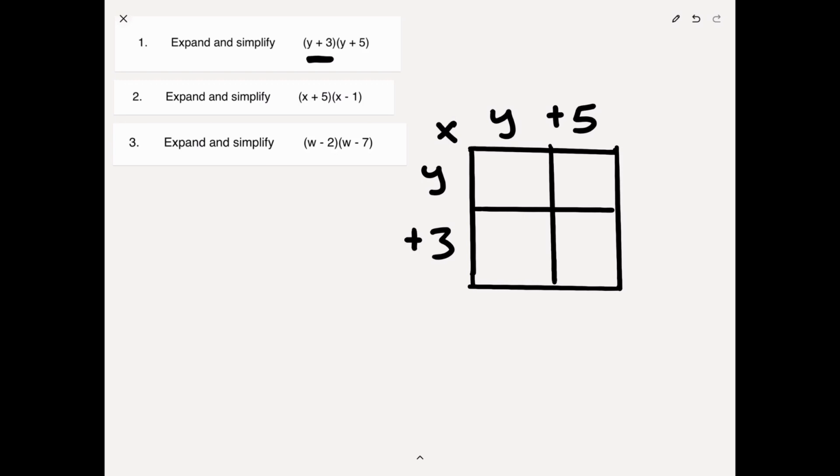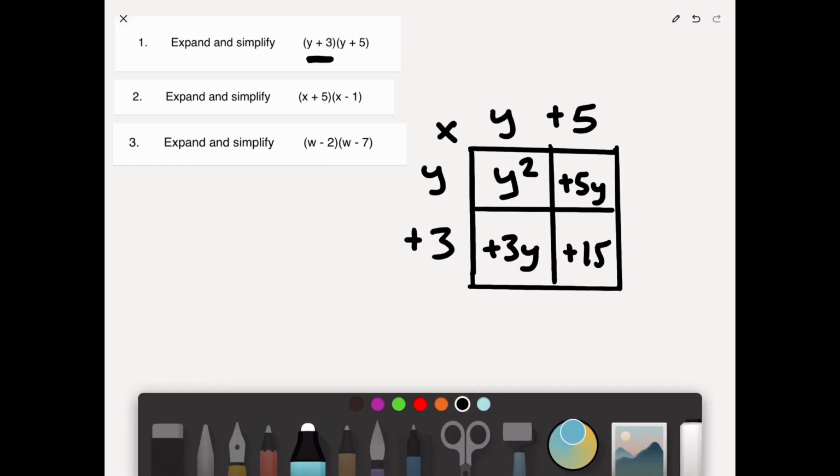Now, y times y, well that's y squared. To square something is to times it by itself. Y times plus 3, well that's plus 3y. Always put the number in front of the letter when multiplying. Y times 5, or positive 5, that's plus 5y. And positive 3 times positive 5, that's positive 15. Now that's the expand part of the question completed.